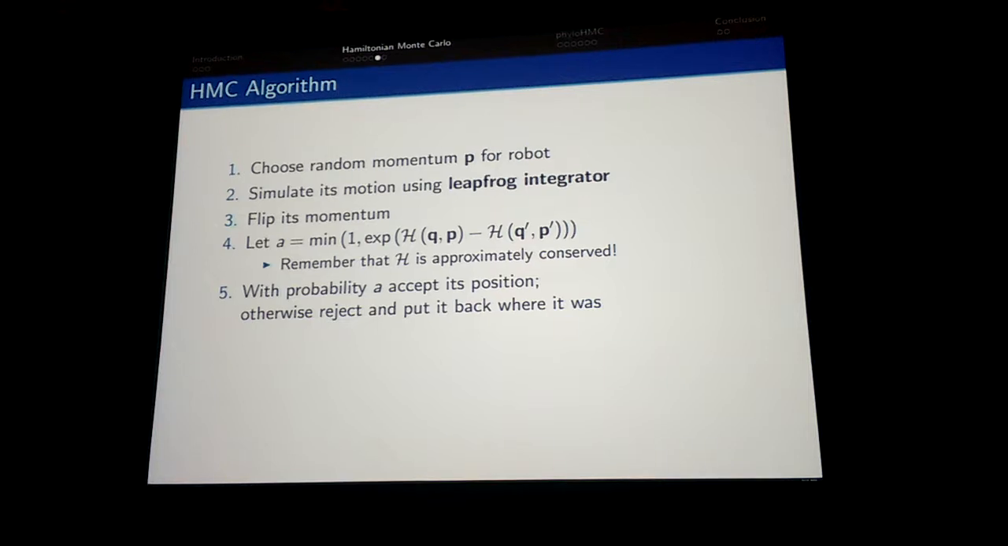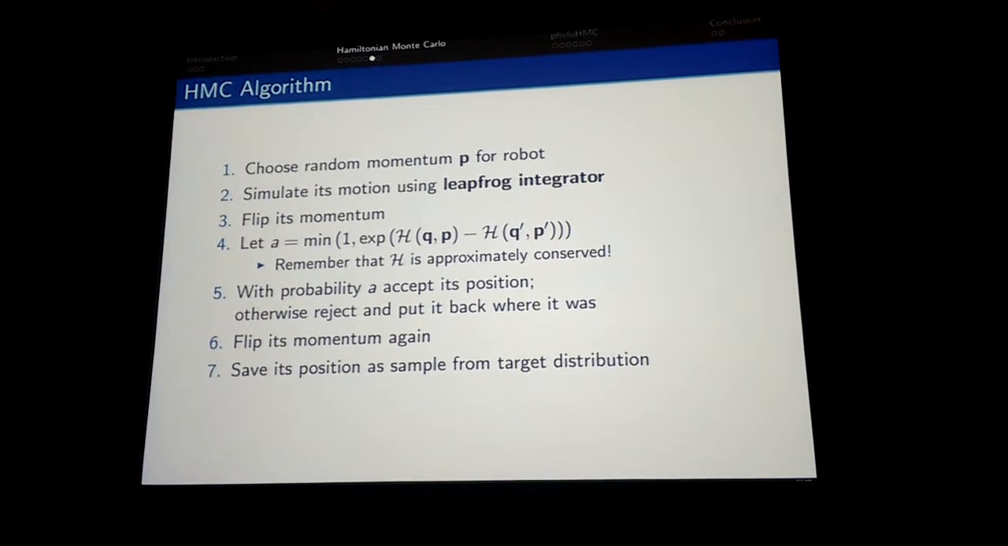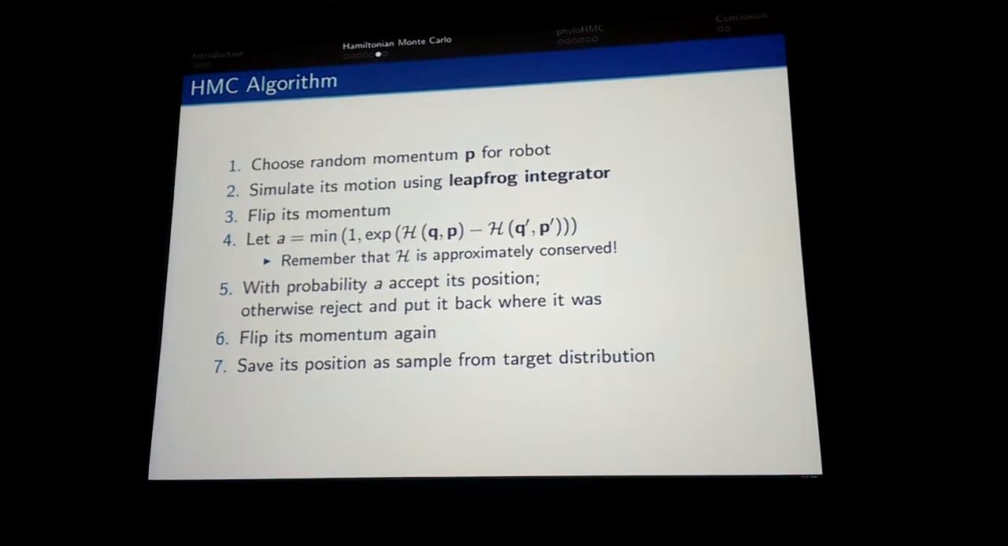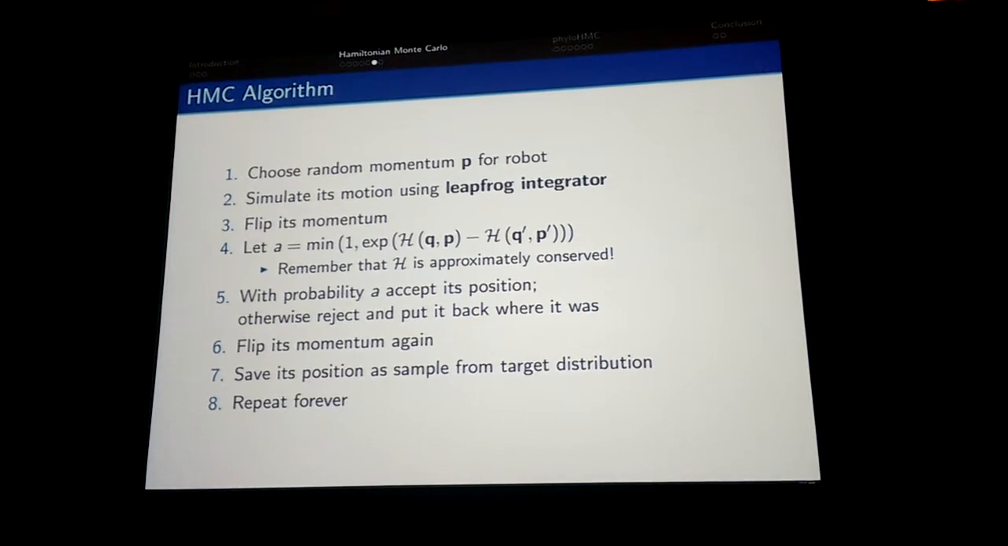So we're going to accept or reject according to probability A, then we flip back, and then finally we can save this as a sample from my target distribution. And of course, with all MCMC algorithms, we want to repeat this forever, or as close as we can get.